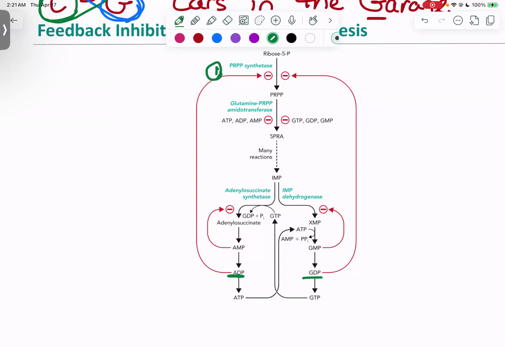I don't want to waste that 2-ATP. The second level where we regulate purine biosynthesis is with our glutamine PRPP aminotransferase.